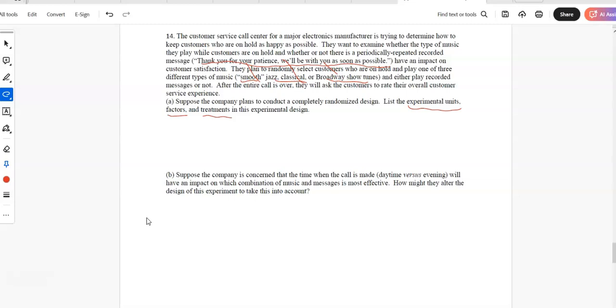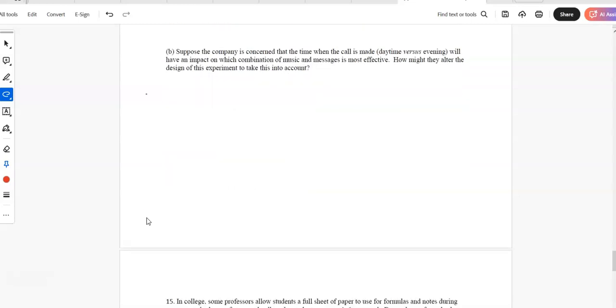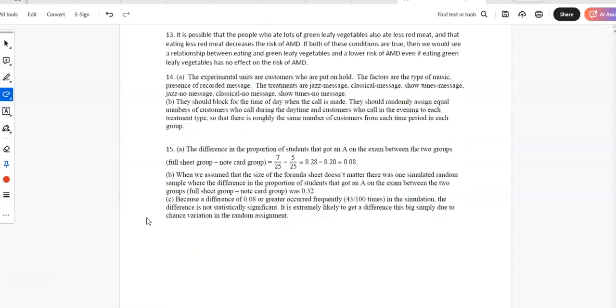We need to block. We need to do a randomized block, and within each block, perform all those treatments, right? So let's look at that. So they should block for the time of day when the call is made because they think there's a difference. They should randomly assign an equal number of customers who call during the daytime and those who call in the evening for each treatment type, so that there's roughly the same number of customers from each time period in each group.